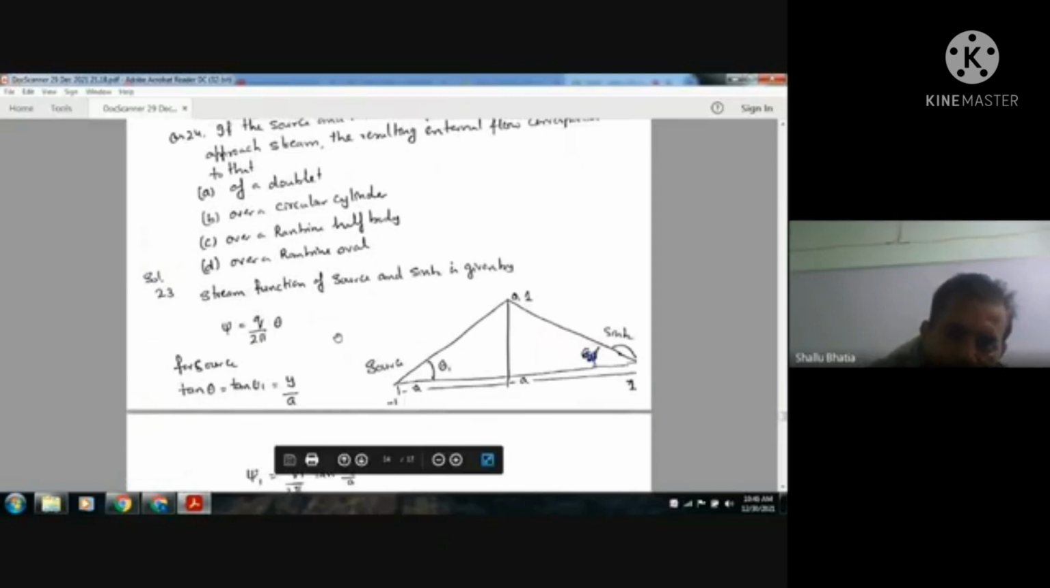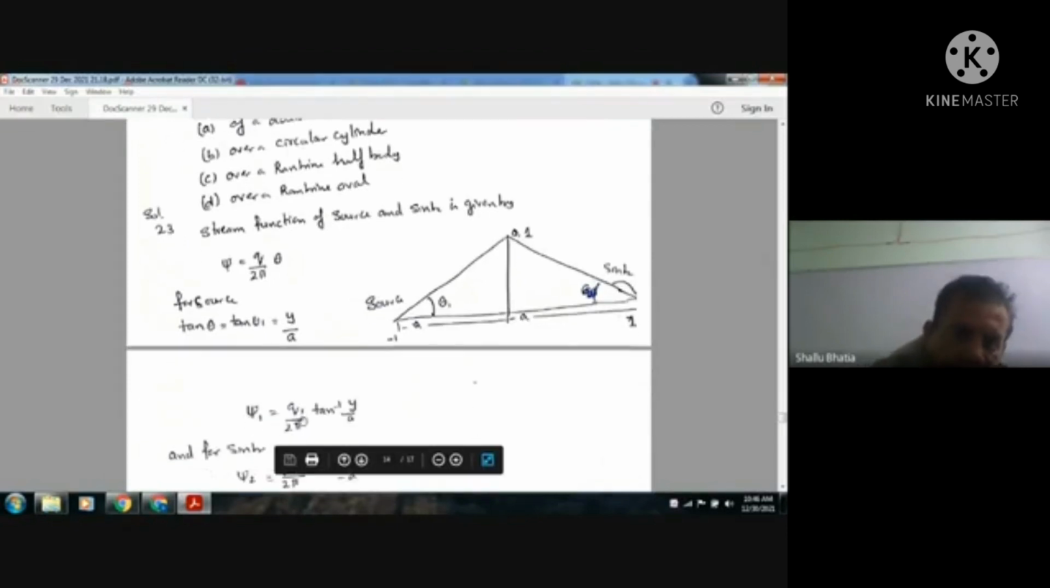So the stream function of the source and sink is given by psi equal to q by 2 pi theta. Theta for the source is theta 1 and for the sink it is theta 2. For the source, tangent theta is y by A, and psi 1 is q1, positive, divided by 2 pi times tangent inverse y by A.